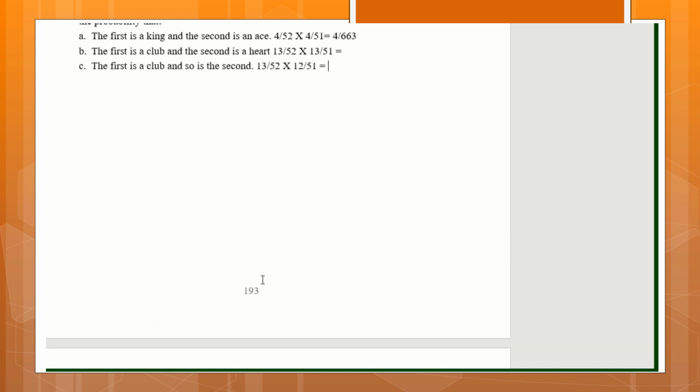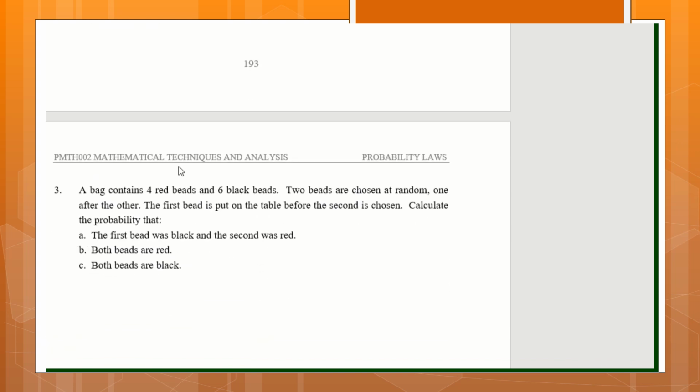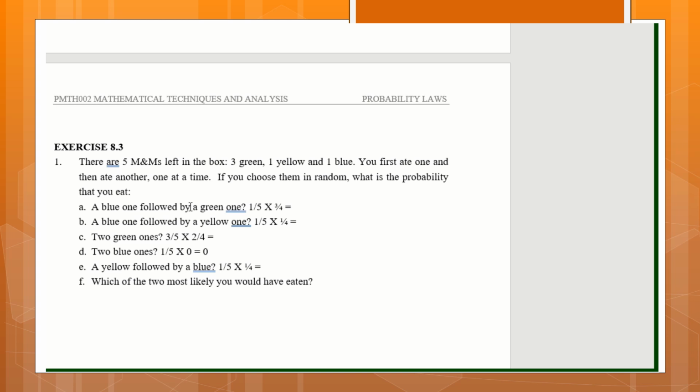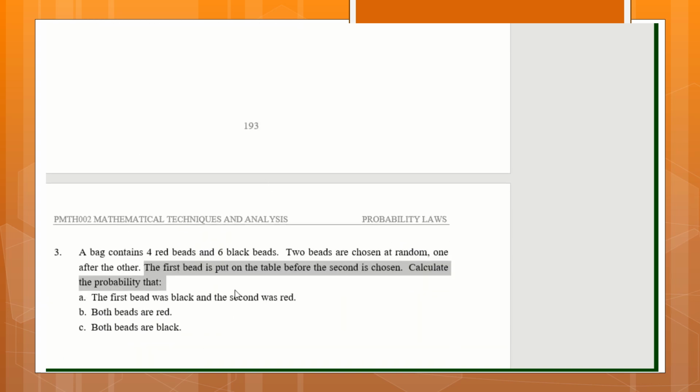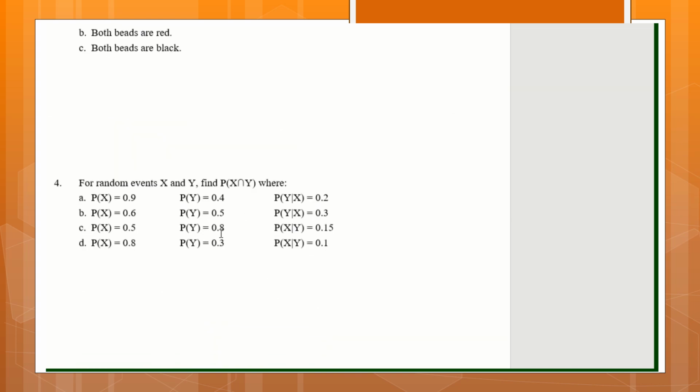Okay, moving on. Question 3 is very much similar. A bag has 4 red and 6 black beads. 2 beads are chosen at random, one after the other. The first bead is put on the table before the second. So this is dependent, similar to the first one. If you need to draw it and then answer the question, do so. If you can answer without drawing, all the better, no problem.